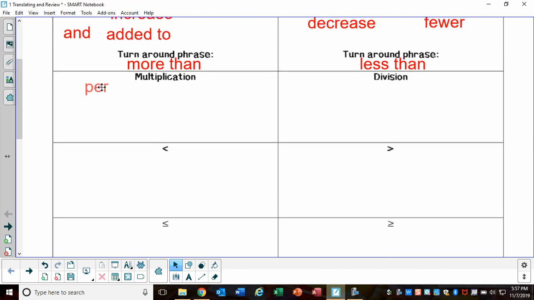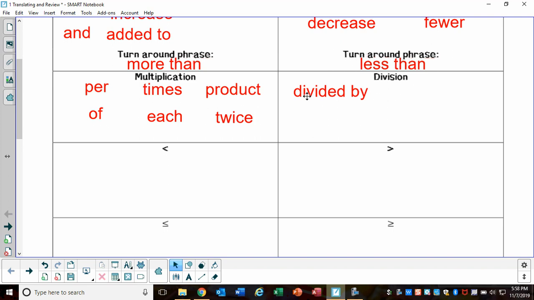Multiplication, we have per that you guys have seen lots of times, times. Product, that's the result when you multiply two numbers together, of, each, and twice. Twice means to multiply by 2. Okay?